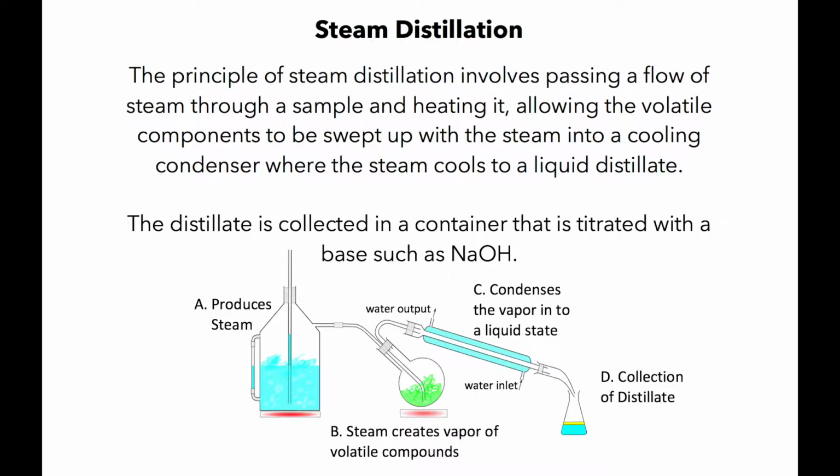The principle of steam distillation involves passing a flow of steam through a sample and heating it, allowing the volatile components to be swept up with the steam into a cooling condenser, where the steam cools to a liquid distillate. The distillate is collected into a container that is titrated with a base such as sodium hydroxide.